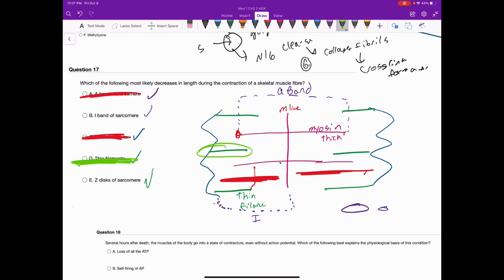The Z discs of the sarcomere. Well, the Z discs are all connected, and they're vertically connected. So if they're moving horizontally or laterally, are they going to really change? No. The I band now, this is going to be your answer. Why? So when the actin moves closer to the M line, the I band is going to shorten. So the I band of the sarcomere is going to be your answer.